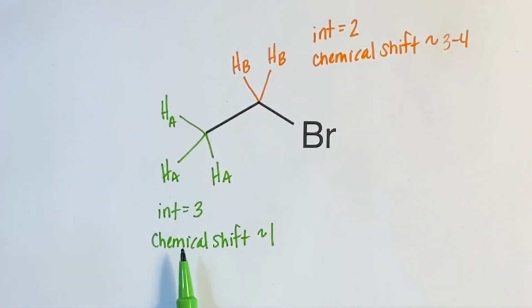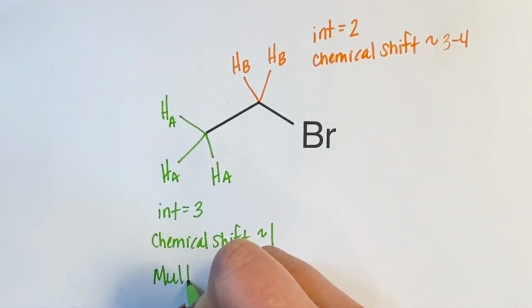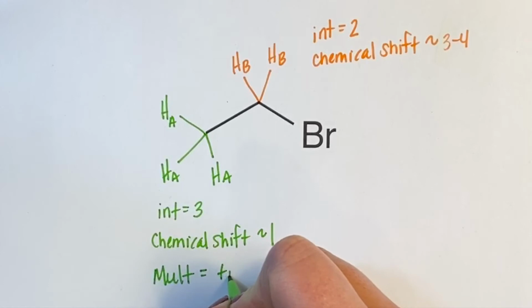So when we look at the signal for HA, we expect the integration to be 3, the chemical shift to be close to 1, and we also now expect that our multiplicity is going to be a triplet.